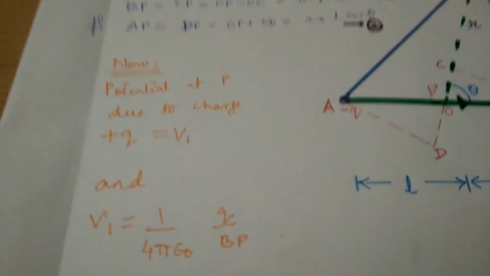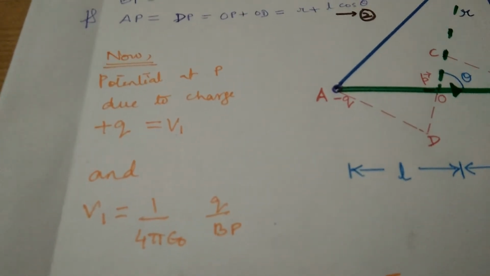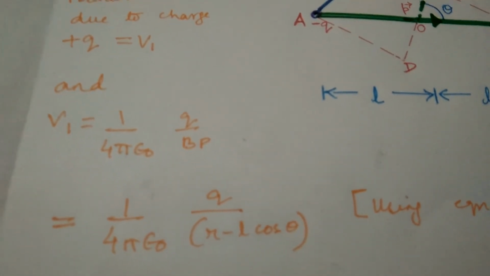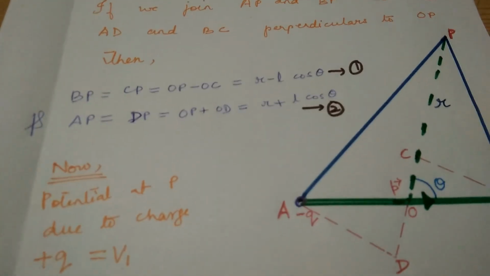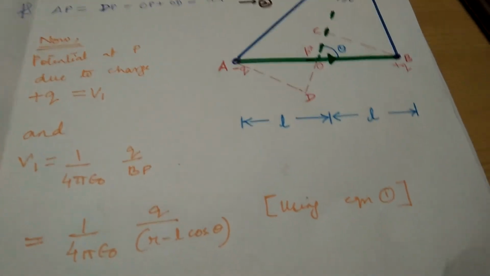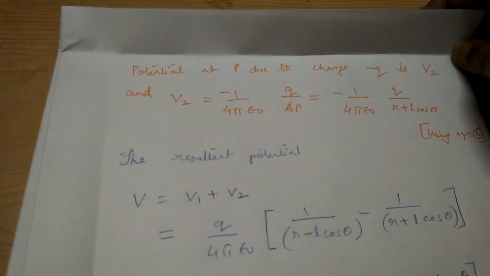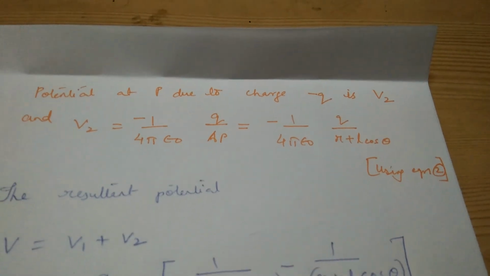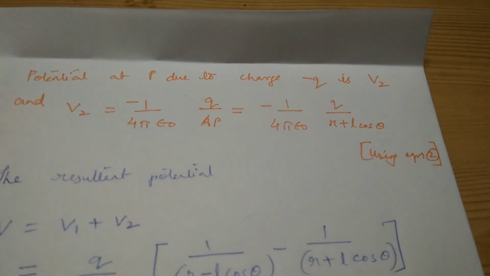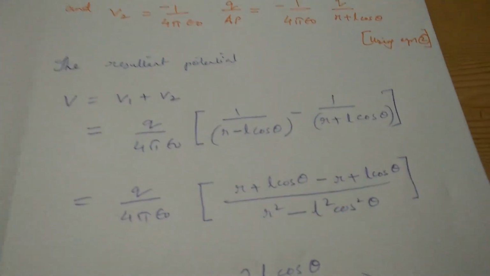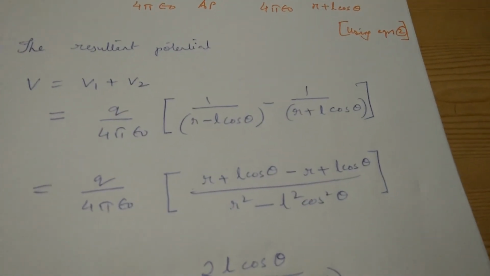For the charge plus q, if potential is V1, just put in the formula: q by BP, but what is BP? Just now we saw r minus L cos theta. Similarly, for the charge minus q, the distance is AP, and we have seen that AP is nothing but r plus L cos theta. Resultant V is V1 plus V2, take common.